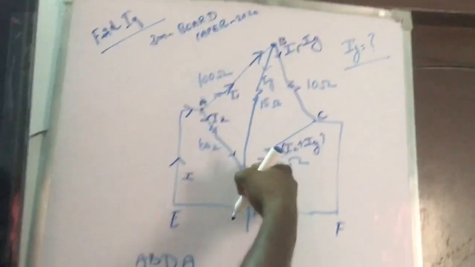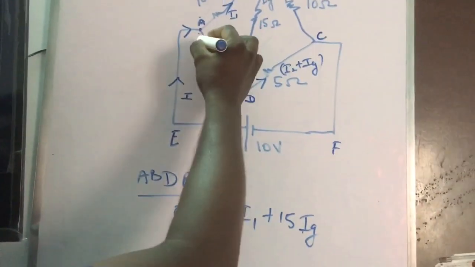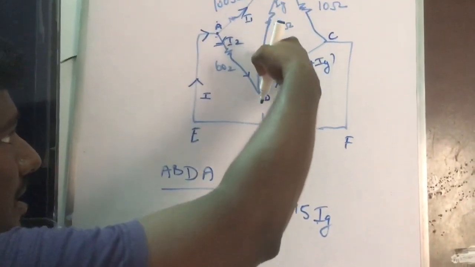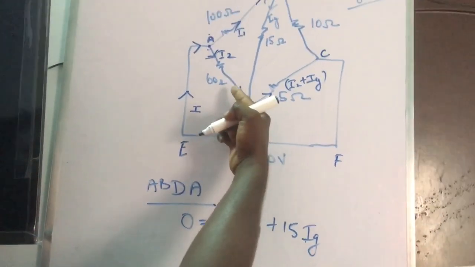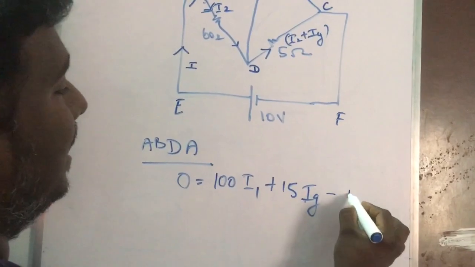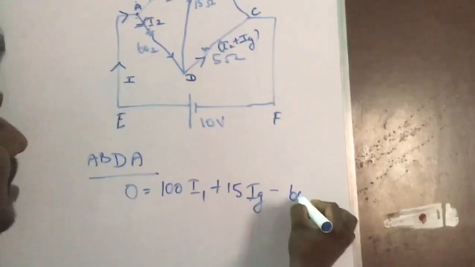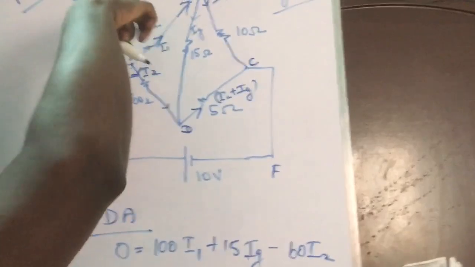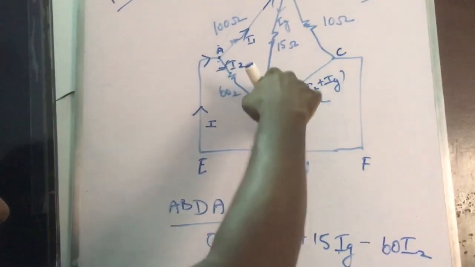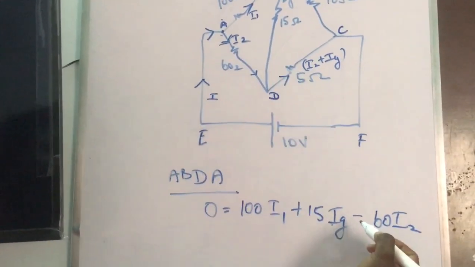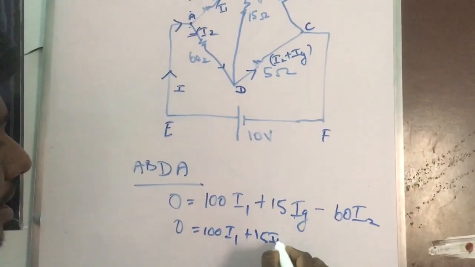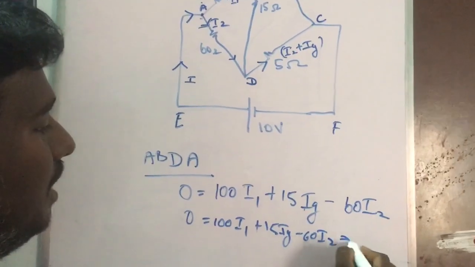And if I come to this side, you can clearly see that the current is coming in the opposite direction. You can see I2 is coming in the opposite direction, so that should definitely be taken as minus. So that is minus 60 I2. The loop started here, A, B, clockwise, and here also the current is clockwise, but coming to here the current is in the opposite direction, so I'm putting a minus. So loop 1 is done. 100 I1 plus 15 IG minus 60 I2, that is my equation number 1.